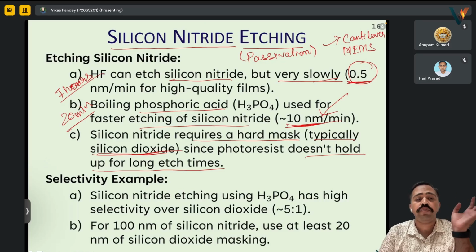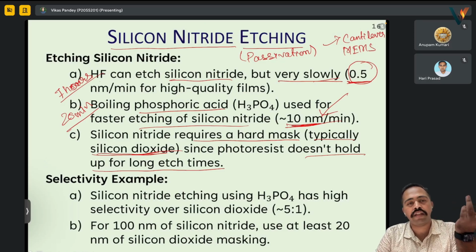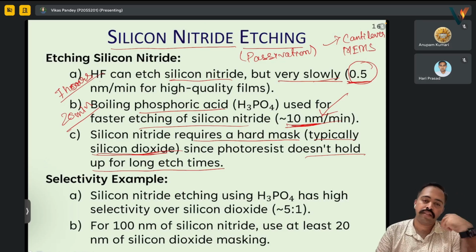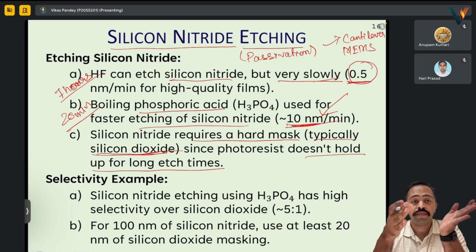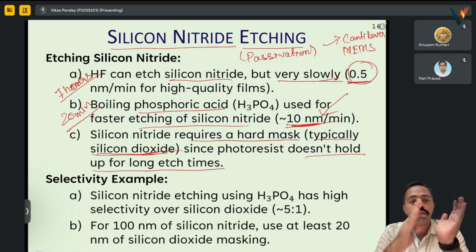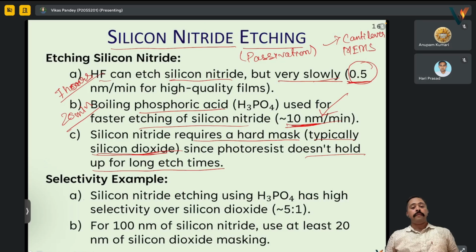And if we are using HF, then silicon nitride cannot be used as the mask since HF etches silicon nitride. So by using HF, we can pattern the SiO2 over the silicon nitride, and then use it as the hard mask to create our pattern for silicon nitride. Then we can use boiling phosphoric acid to create our pattern, and it has very high selectivity over silicon dioxide, about 5 is to 1.